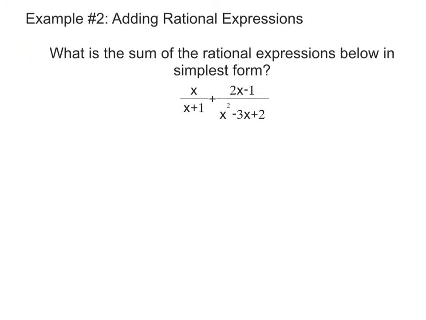Alright, so the very first thing we're going to do is take a look at the denominators. We want to factor everything down. The first fraction is factored as far as it will go. The second one, however, is still 2x minus 1 for the numerator, but the denominator, if we do AC, would be x minus 1 and x minus 2.